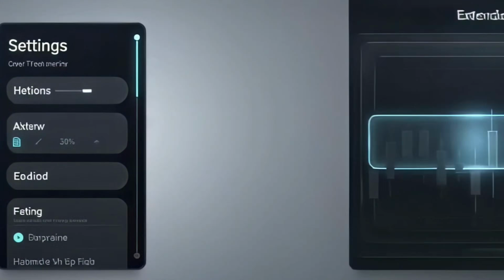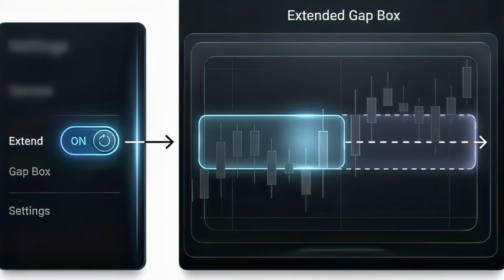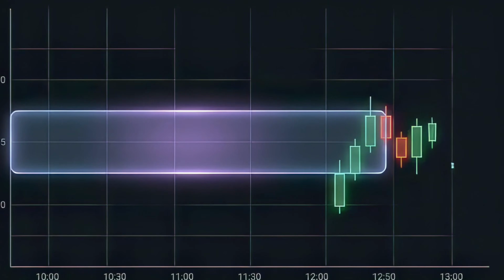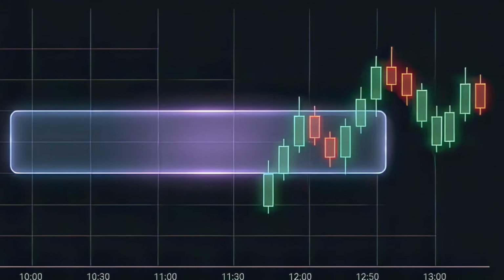And there is an extend option, which stretches the gap boxes forward in time so you can see where the price eventually comes back to them. Keep that on. A gap you cannot see is a gap you cannot trade.